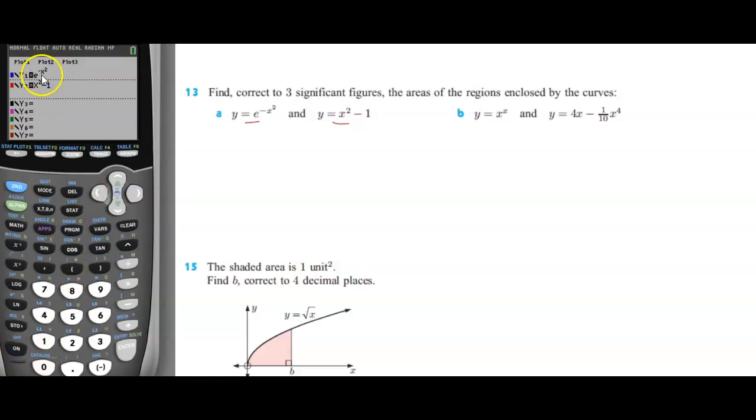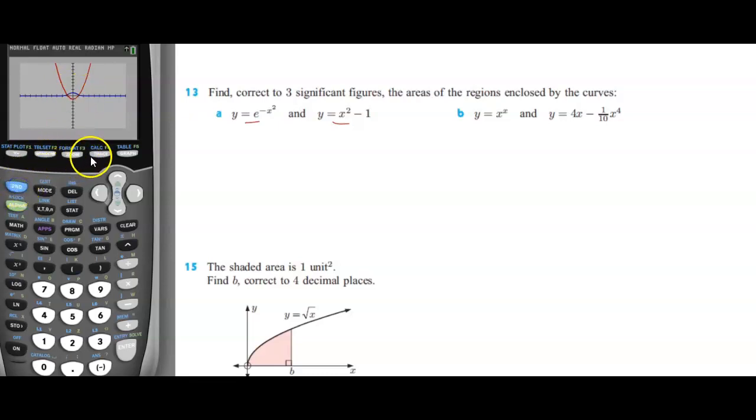Okay, I'm back. The first function, e to the negative x squared. The second function, x squared minus 1. Now I'm going to graph it, and we'll see that e to the negative x squared is a hump. It's a normal distribution, and x squared minus 1 is a parabola, slightly lowered. So this area in between, in order to integrate that, we're going to have to find the intersection points.